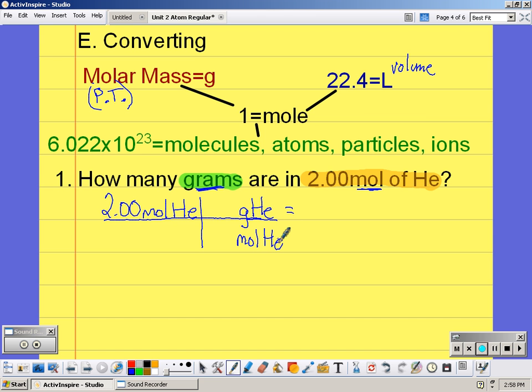1 goes with mole. The molar mass goes with grams. So we look on the periodic table at helium, and it's 4.0. So 2 times 4 divided by 1 would give us 8. Our significant figures need to match those in our given number. So we have 3 significant figures here, so our answer would need 3 here. So we would have 8.00 grams of helium.